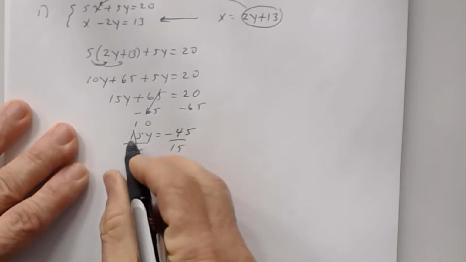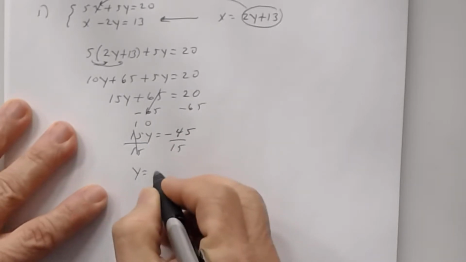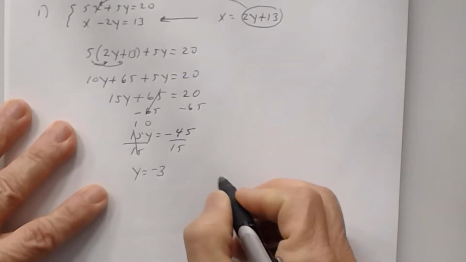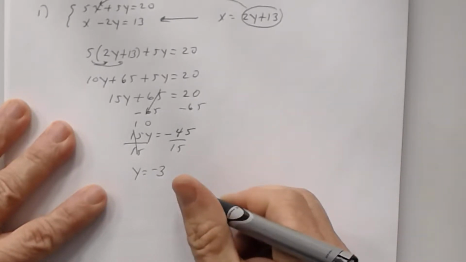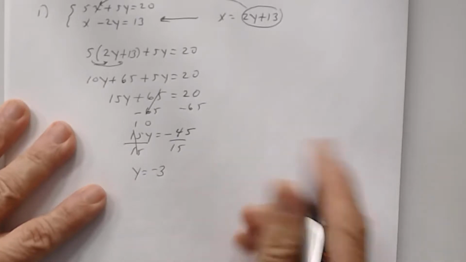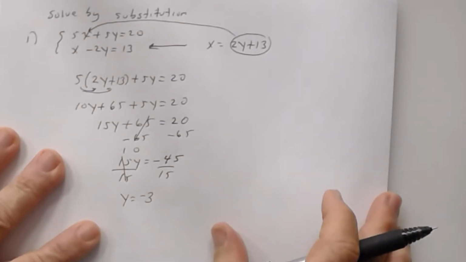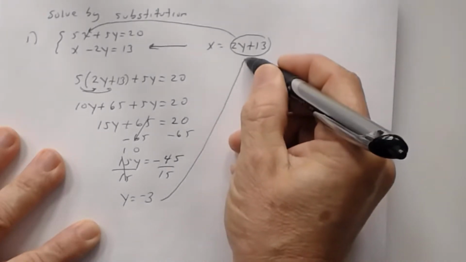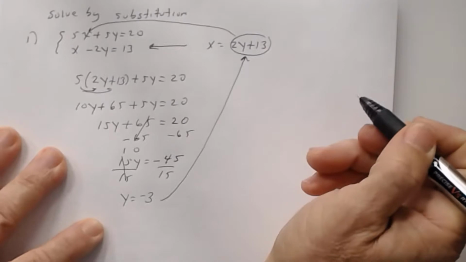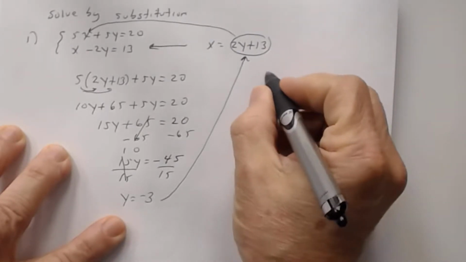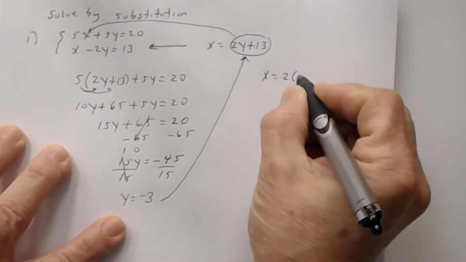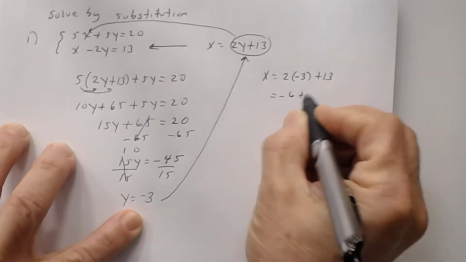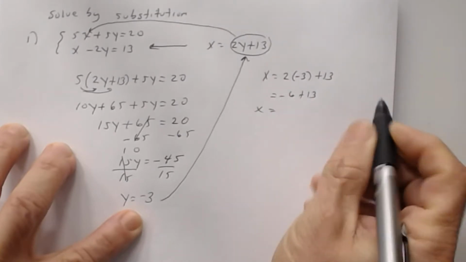So 15 divided by 15 is 1, 1 times y is y. So what's my y value? Negative 3. My y value is negative 3. That's the only y value I ended up with. So how do you find your x value? You go back over here, and in place of y, you substitute negative 3. So I get x = 2 times negative 3, plus 13. That's negative 6 plus 13, which is 7.